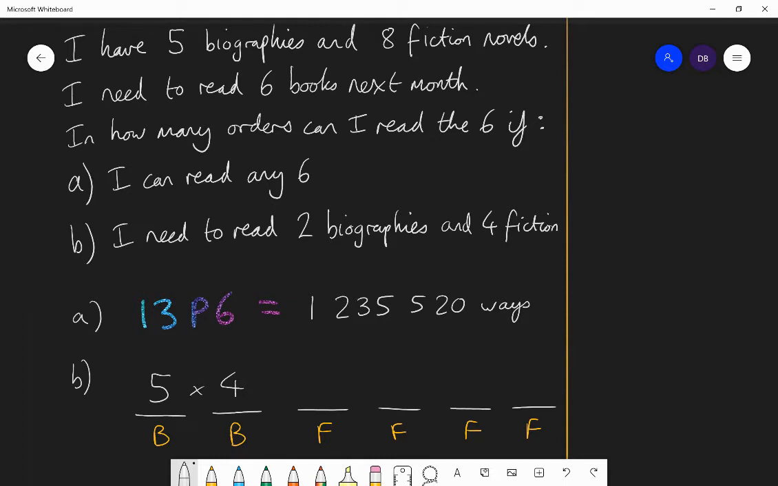For the fiction, there are eight fiction novels. So for the first fiction I choose, I have eight choices. Then I have one fewer, seven, then one fewer, six, and one fewer, five. For each of these together, there are that many different ways in which I could read biography, biography, then fiction, then fiction, then fiction, then fiction.